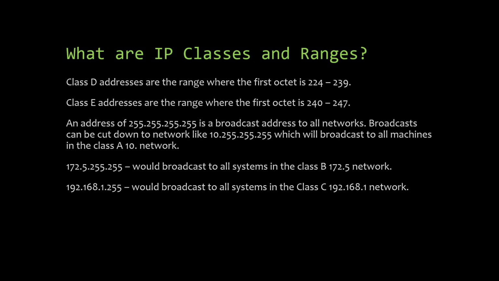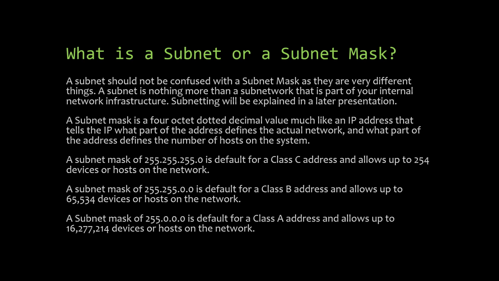172.5.255.255 would broadcast to all systems in the Class B 172.5 network. And 192.168.1.255 would broadcast to all systems in the Class C 192.168.1 network, which is very common for most home systems. So what is a subnet or subnet mask?